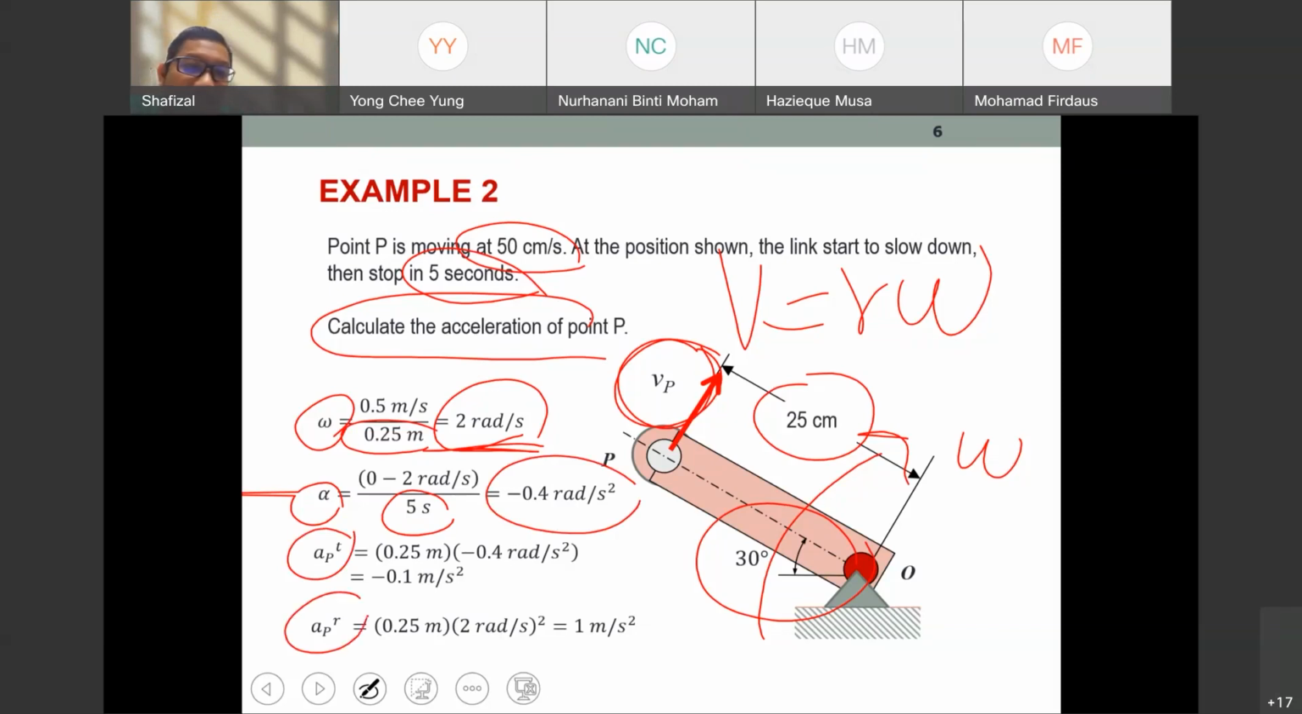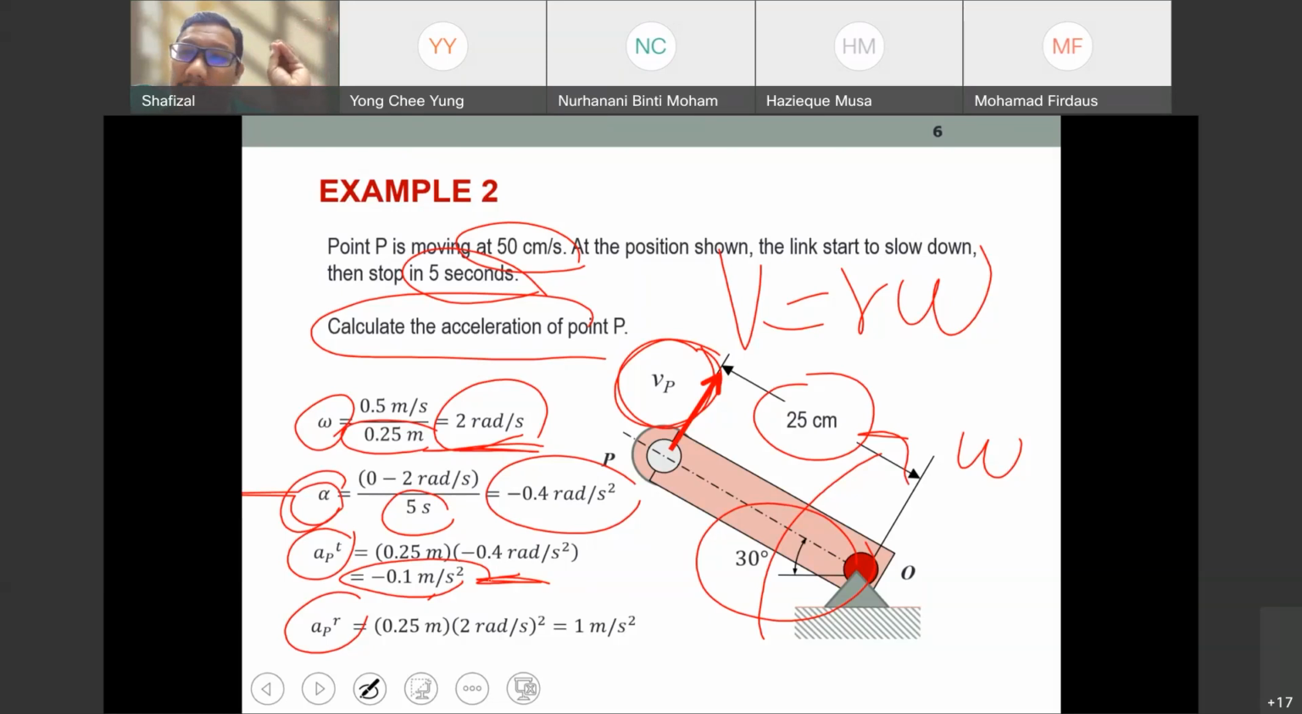Okay, now we know that using the equations, we have A tangential as well as A radial. Kalau tangential tadi apa? Kita punya R kali dengan angular acceleration. R kita is 0.25 meter kali dengan angular acceleration. So the acceleration at point P, or for the link, the tangential is what?